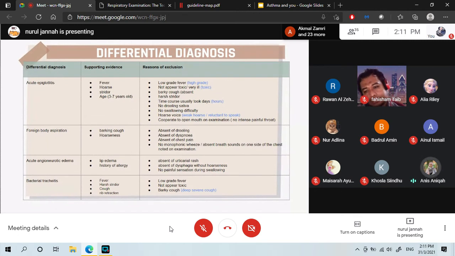And the last one is bacterial tracheitis. Why? This patient also has fever, but only a low grade fever. But in bacterial tracheitis, usually it's a moderate to high grade fever.